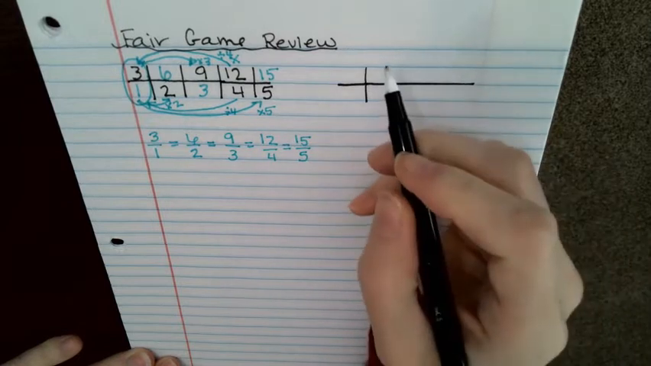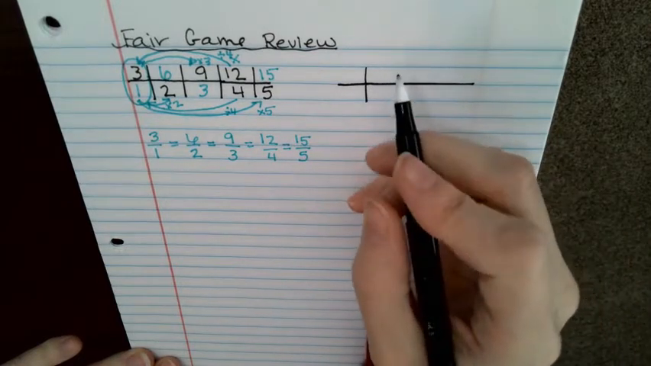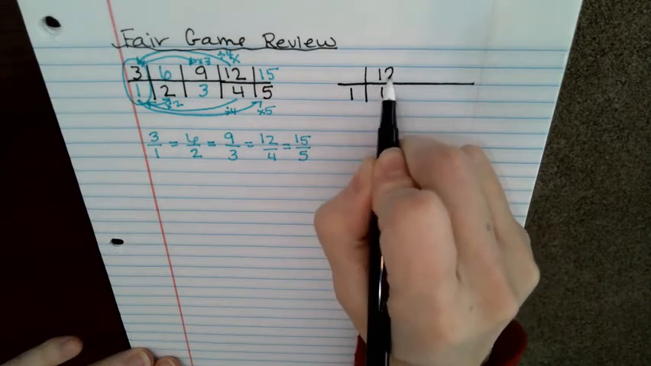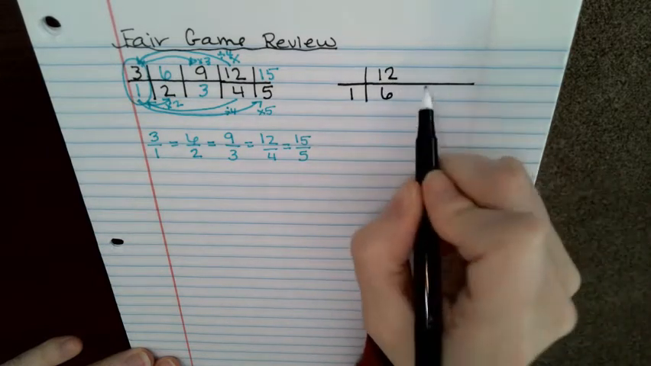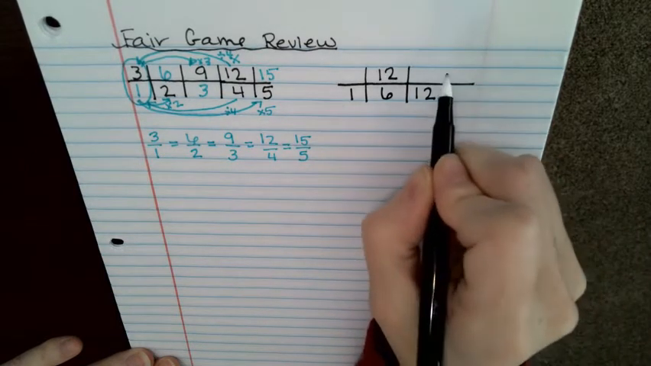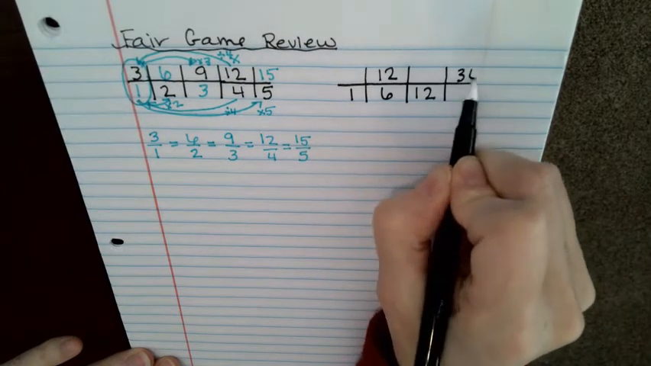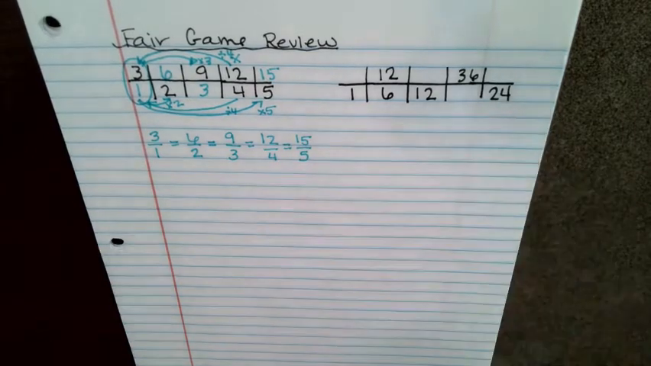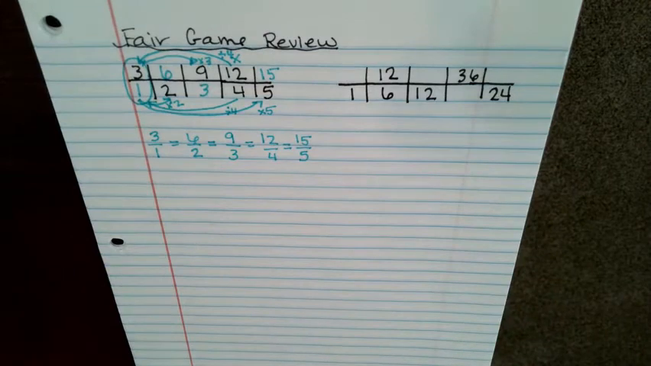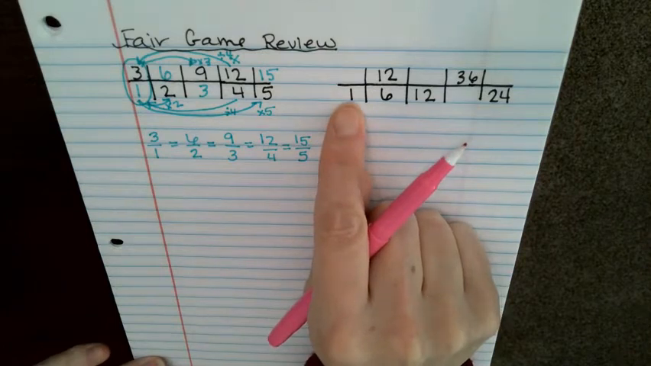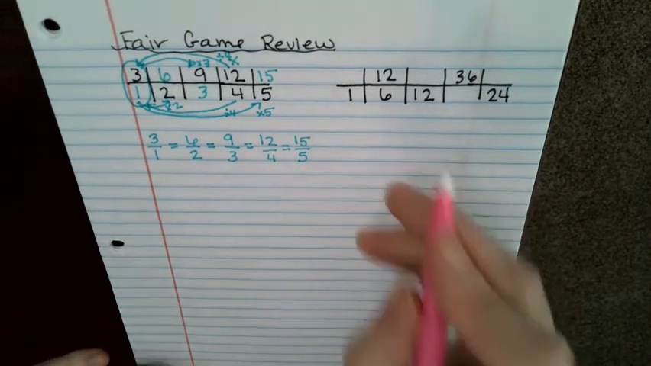All right, we're going to go with 1, 6, 12, 12, 36, and 24. Okay, we're going to do the same thing, okay? And I noticed right here, since this is over 1, I know this is going to be my unit rate, or my base ratio here.